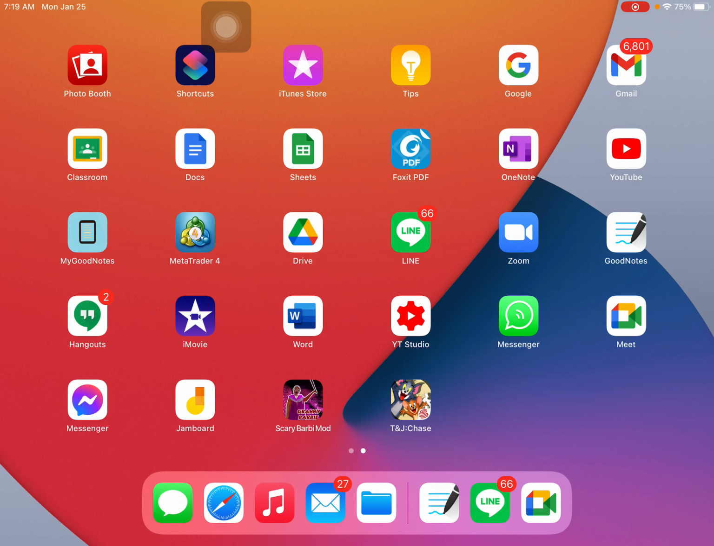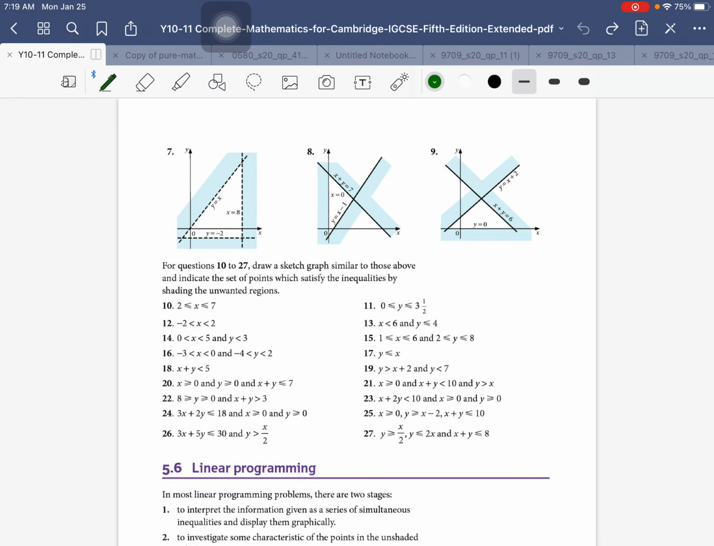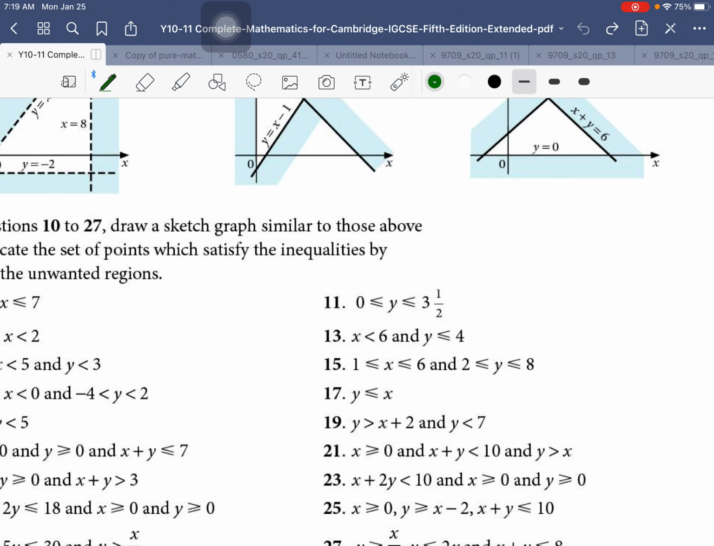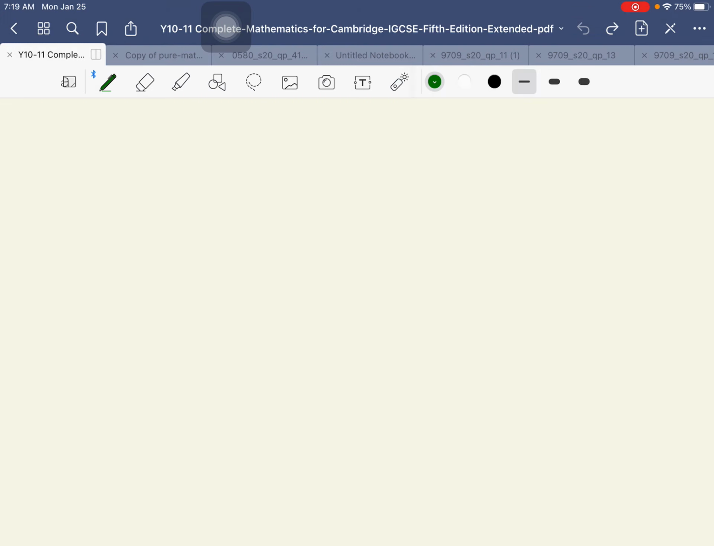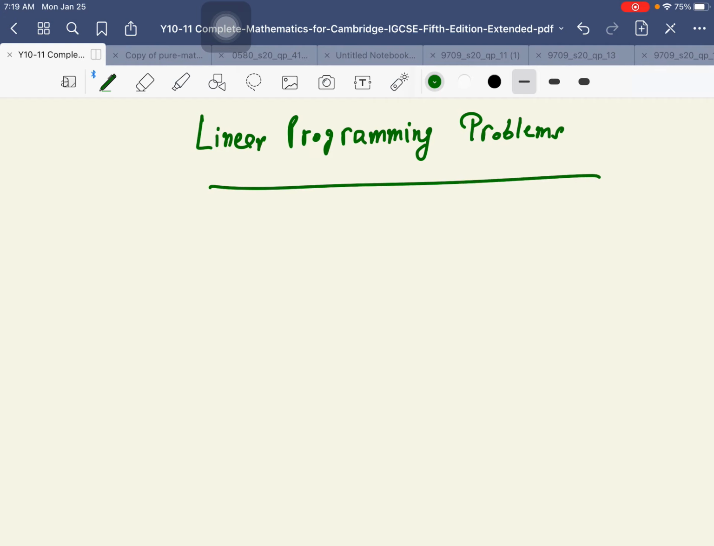Today we're going to learn about linear programming. So, what's the meaning of linear programming? Let me explain first of all on a fresh page here. Linear programming, sometimes we call this linear programming problems. In the short form, we call this LPP.